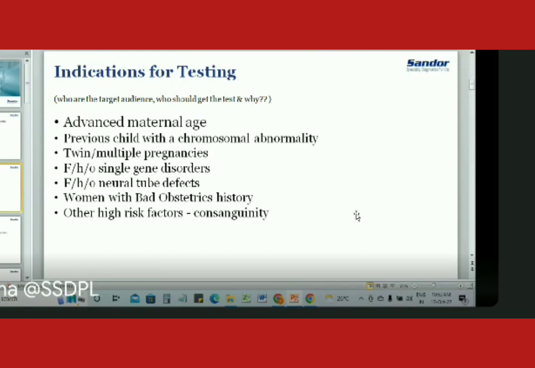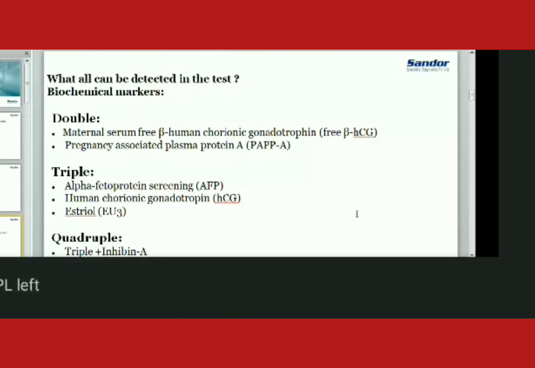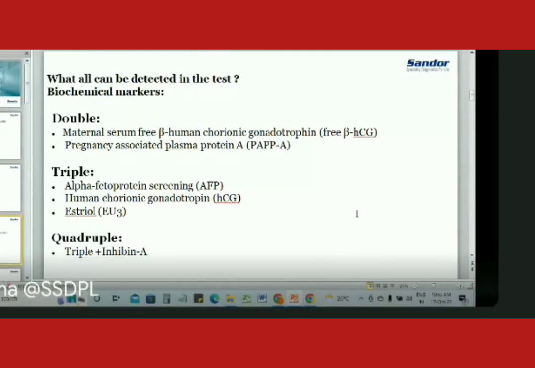Or it could be a consanguinity also. So what all do we check in maternal serum markers? Anybody have any idea what parameters we check? Yeah, it's double, triple, and quadruple. In the double marker, it is PAPP-A and free beta HCG. And in the triple marker, can you see it on the screen?